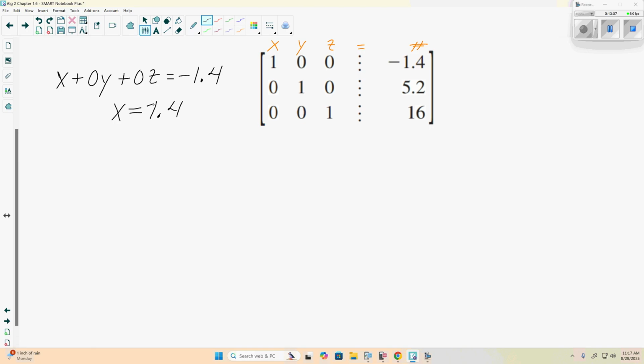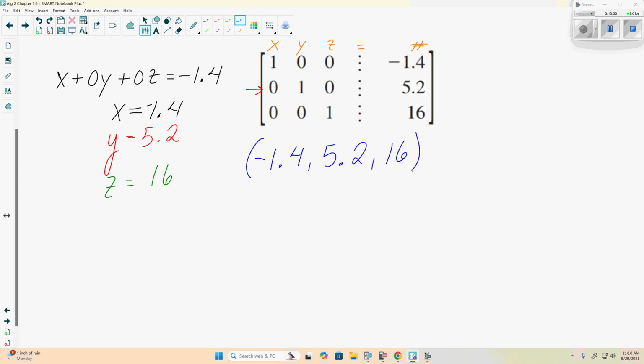So seeing that, so the middle row, 0x plus y plus 0z equals 5.2 is just telling us y is 5.2. And the last one is telling us z is equal to 16. So the solution for this given system is the ordered triplet, negative 1.4, 5.2, and 16.